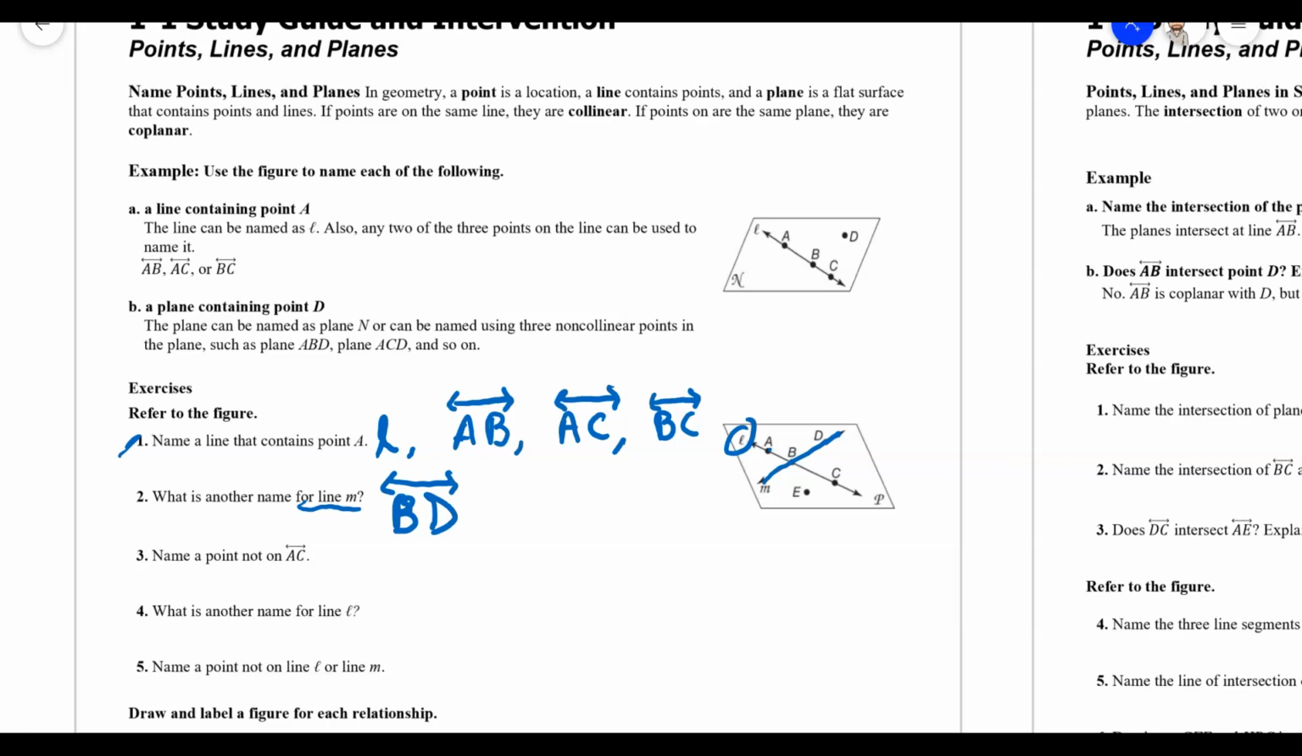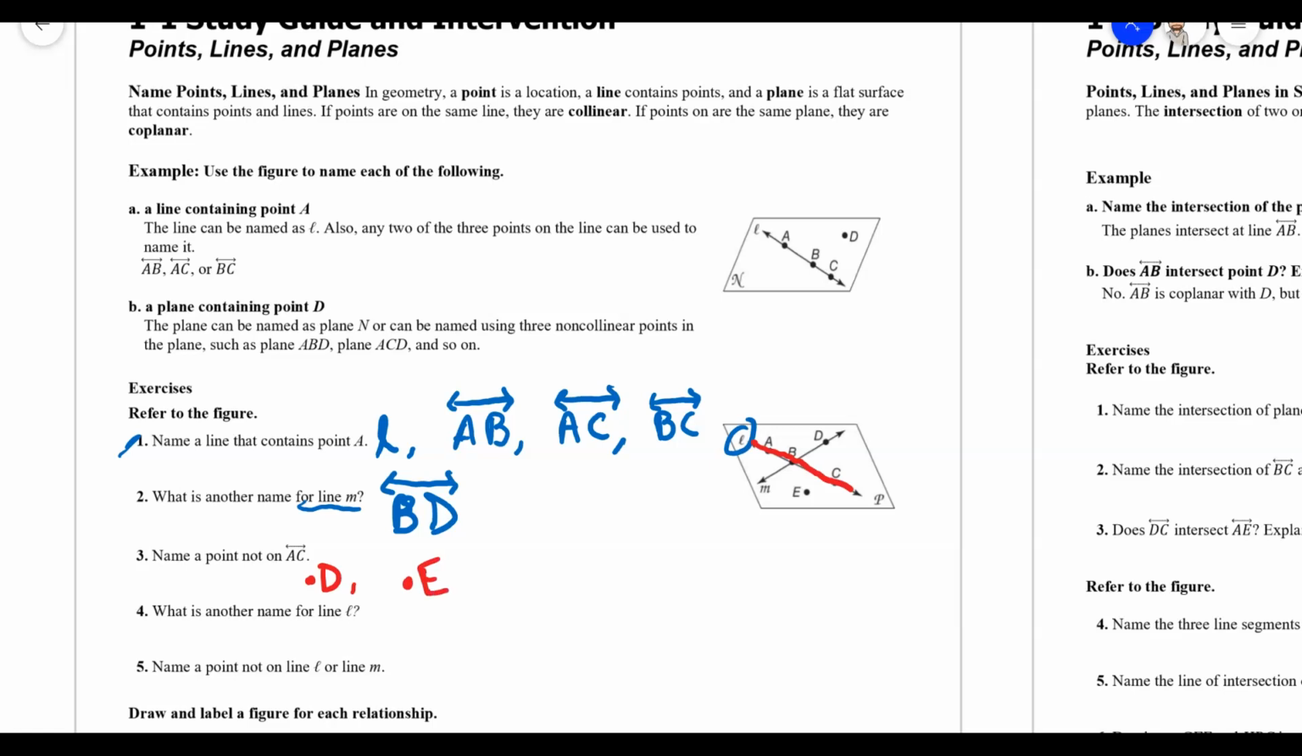Name a point not on AC. So here's AC. What's a point that's not on it? Well, A's on it, B's on it, C's on it. But look, I see a couple points that are not on it. I see point D over here is not on it. All right, we're talking about line AC now. So we're looking for a point that's not on it. A, B, and C are the points that would be on it. So I can look over and see that point D is not on it. And I can also see that point E is not on it.